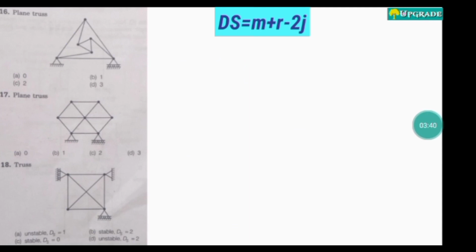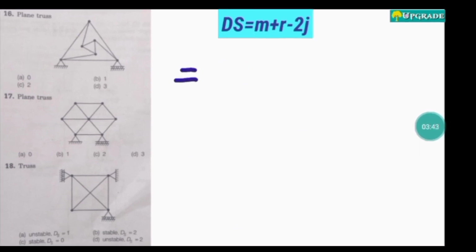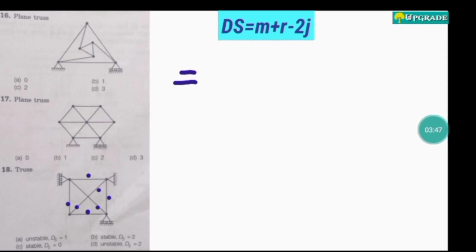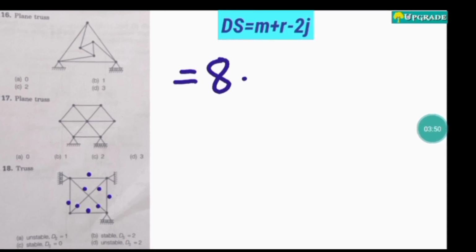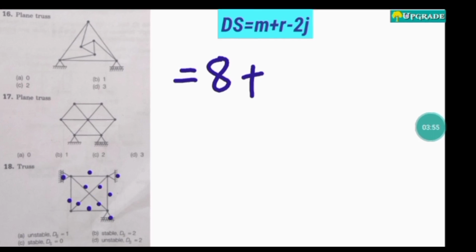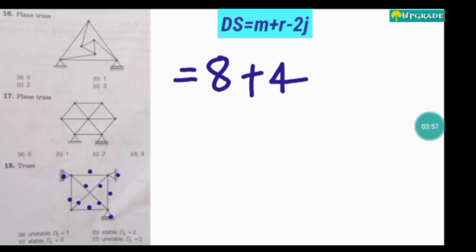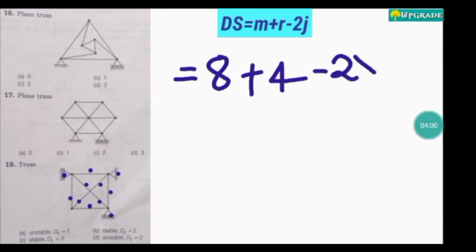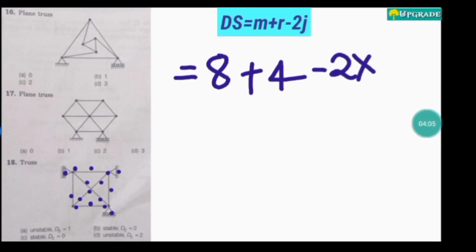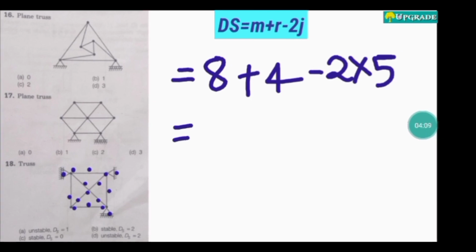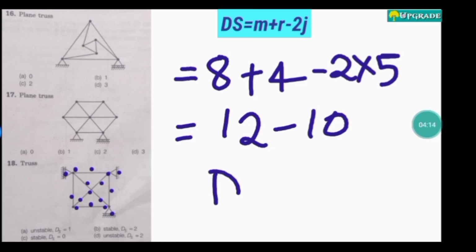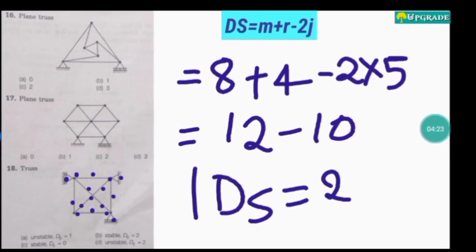Question number 18. Put the values. Count the members: 1, 2, 3, 4, 5, 6, 7, 8. So total 8 members. Plus reactions: this is also roller, this is also roller, and this is hinge, so total 4 reactions. Minus 2 into the number of joints. Count the joints: 1, 2, 3, 4, and 5. So 8 plus 4 is 12, 2 times 5 is 10. Therefore the DS value becomes 2.